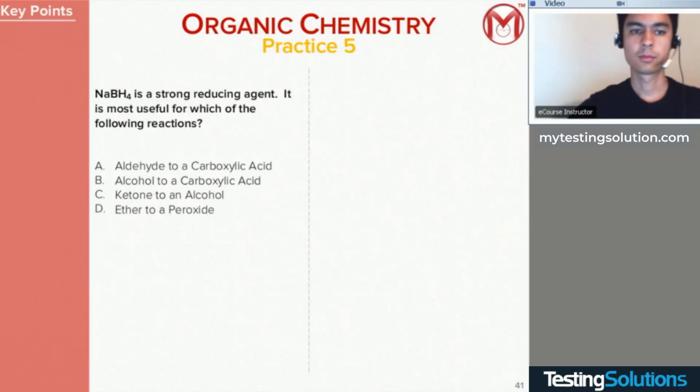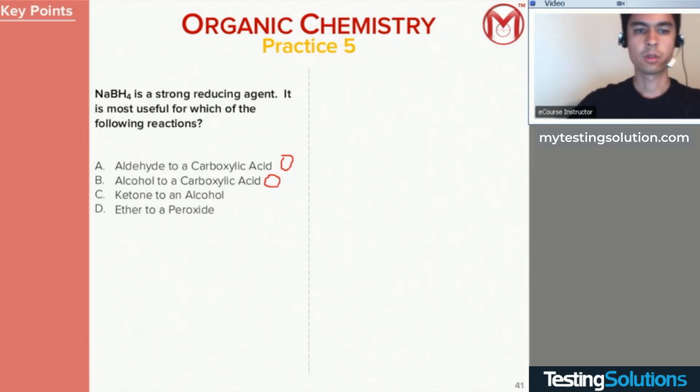So with that, let's try this problem. NaBH4 is a strong reducing agent. It's most useful for which of the following reactions? Aldehyde to carboxylic acid, alcohol to carboxylic acid. Note, this is going to be an oxidation reaction. We're adding bonds to oxygen atoms. This is an oxidation reaction.